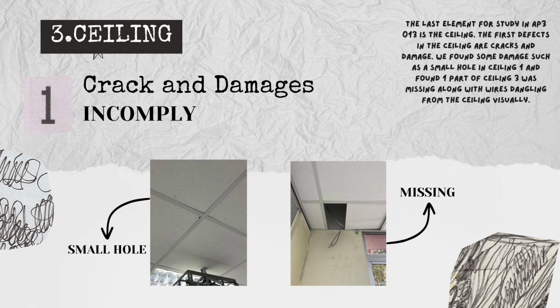The last element we studied in AP3013 is the ceiling. The first defects in the ceiling are cracks and damage. We found some damage such as a small hole in ceiling 1, and found that one part of ceiling 3 was missing, with wires dangling from the ceiling, visually.